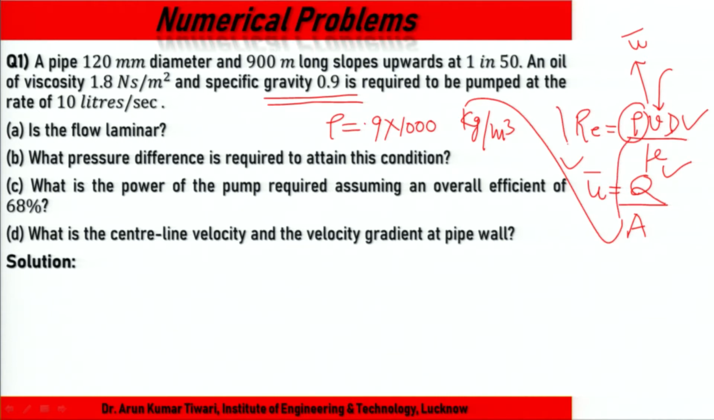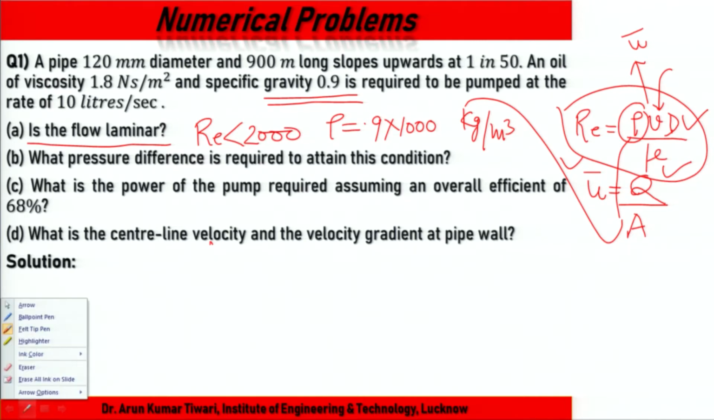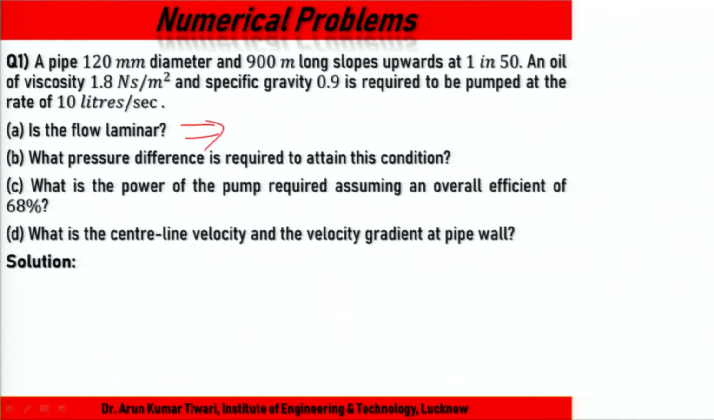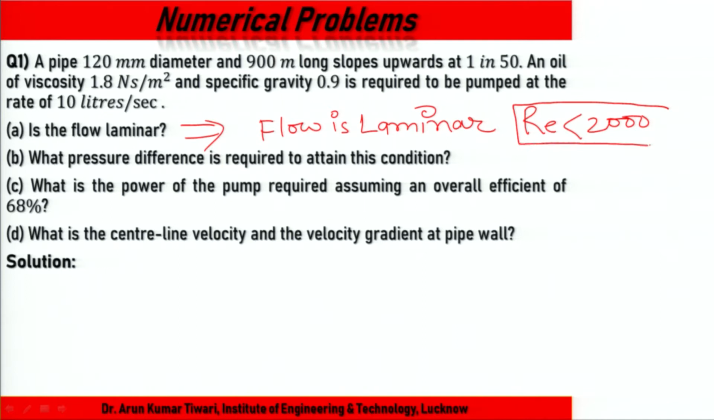So, we can calculate the Reynolds number. In this case, the Reynolds number is less than 2000. What does it mean? It means the flow is laminar. Why? Because the Reynolds number is lesser than the limit.